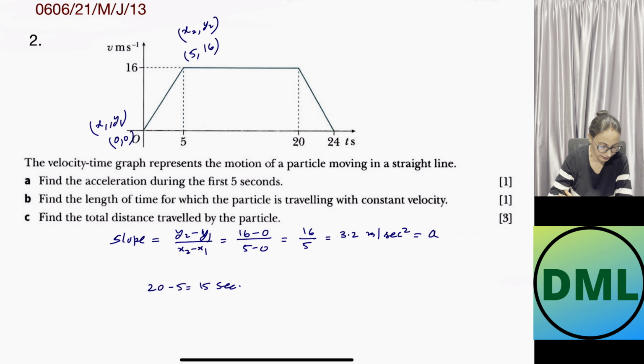Let's see the third part here. Find the total distance traveled by the particle. We know that in the velocity time graph, the area under the graph will be given as the distance traveled. If I have to calculate the area of the figure, there are two ways to do it. First of all, divide this into triangles and rectangles. This is your first triangle, this is your second triangle and this is your rectangle. You can add all the three areas and get the answer done.